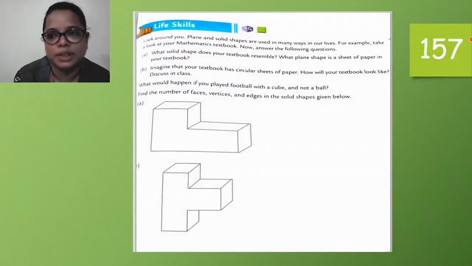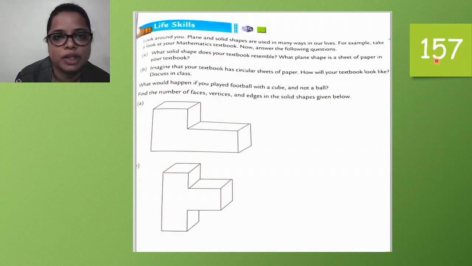On the same page 157, you have Life Skills. The first question is: look around you. Plane and solid shapes are used in many ways in our life. For example, take a look at your maths textbook. Now answer the following questions. We're going to write the answers in the space here.